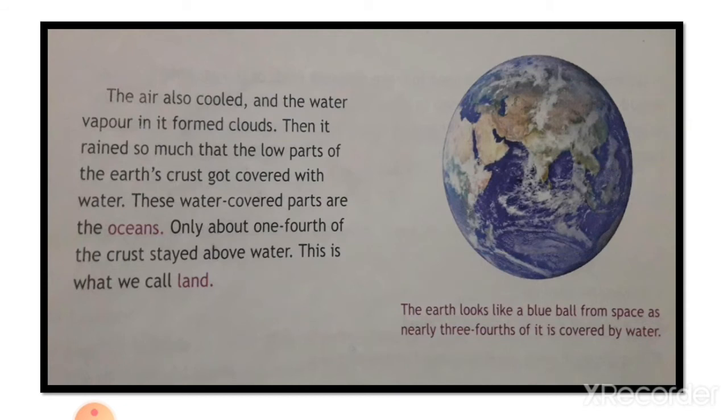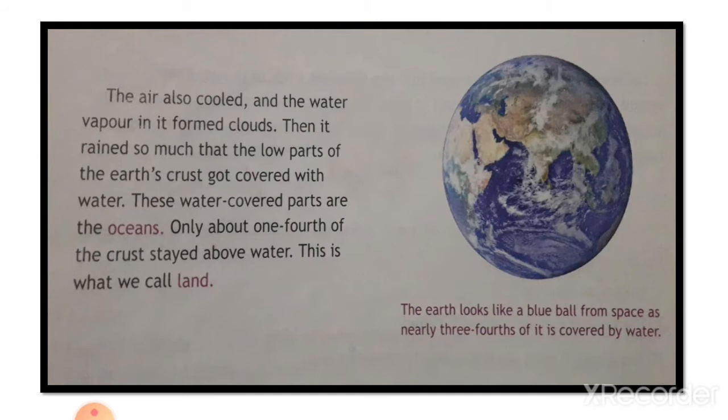Now the air also cooled, and the water vapor in it formed the clouds. Then it rained so much that the low parts of the earth's crust got covered with water. These water covered parts are the oceans. Only about one fourth of the crust stayed above water. This is what we call the land.